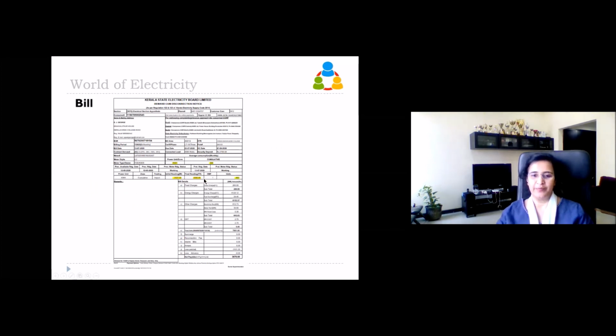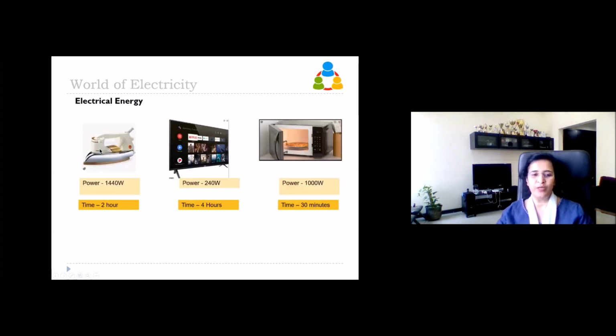863 kilowatt unit. You remember that we learned about the iron box. It was 1440, I think that's what we take, and the time. So what is the electrical energy of this one? We know it is power into time, right? Quick maths, can you do it? What is the electrical energy for this iron box?